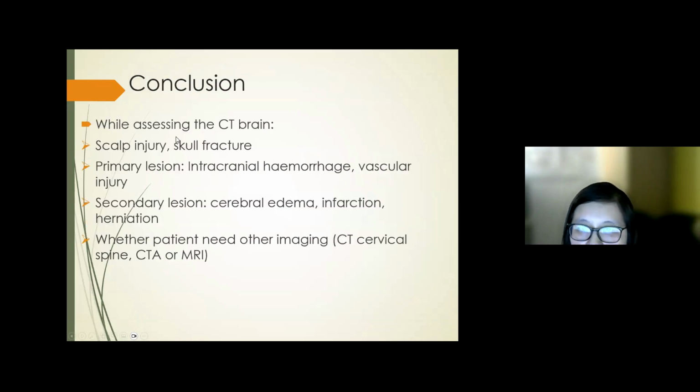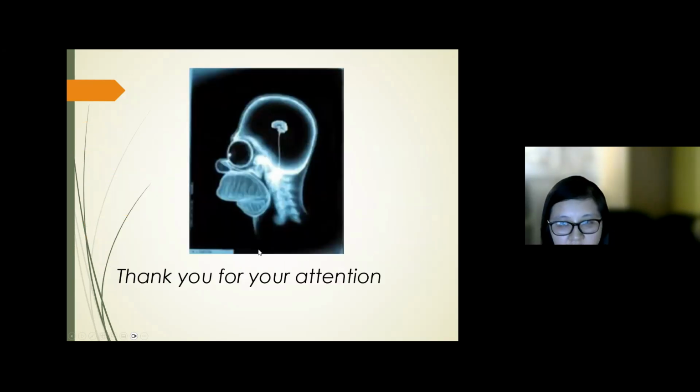So in conclusion, when we assess the CT brain, we look from the outside to the inside. We look at the skull injury, the skull fracture, and primary lesions in the intracranial space such as hemorrhage and also vascular injury. For secondary lesions, we look for cerebral edema, infarct or herniation. And from the CT brain plain, we look for whether the patient needs any further imaging such as CT cervical spine to look for any injury, CTA for vascular injury, or even MRI for diffuse axonal injury. Okay, thank you for your attention.